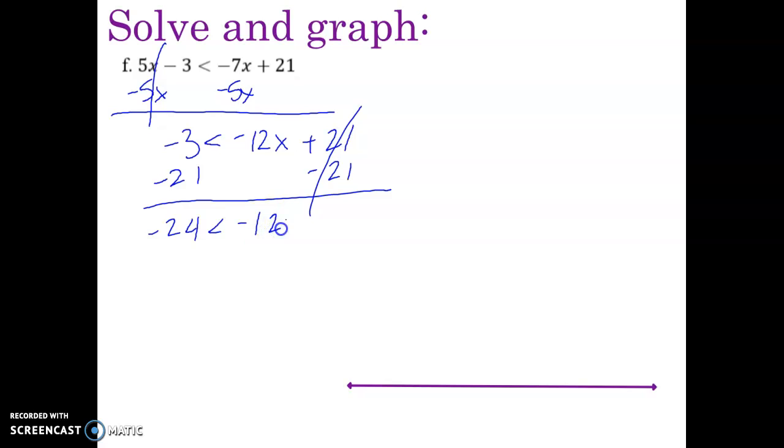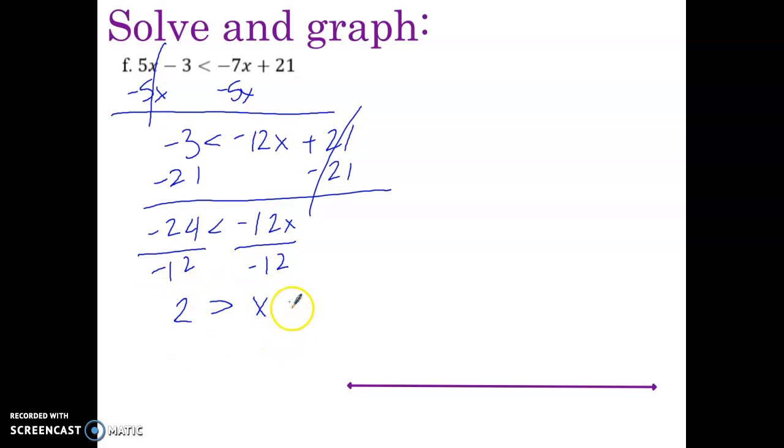All right, now watch what happens here. I'm going to divide by negative 12. I divided by a negative number, so I have to remember to flip my inequality. That less than becomes greater than. 2 is greater than x. So it doesn't matter that my answer is positive. That's not what flips it or doesn't flip it. It's because the thing I divided by was negative.